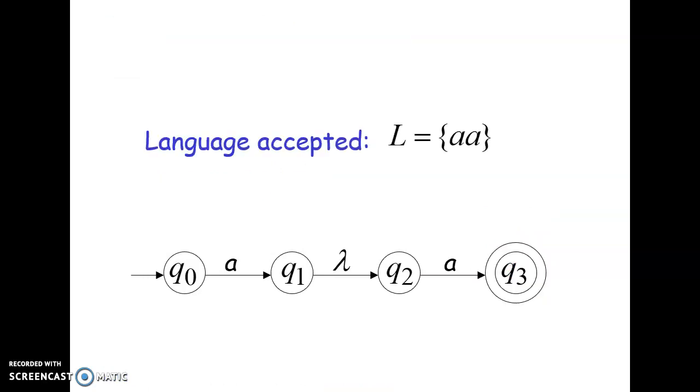So the language accepted by this NFA lambda is AA again. It's similar to the one we have just studied. So the NFA lambda and NFA are all similar to one another, but there are 3 different variations we have here for accepting different letters. So that's about it. I'll continue with this in another session.